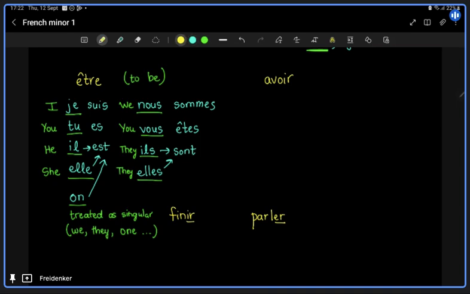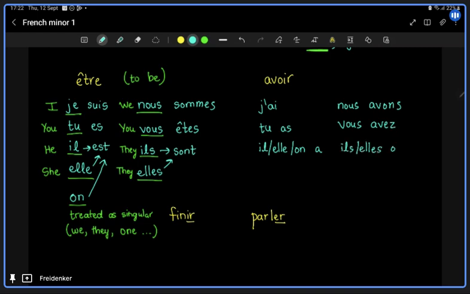Same thing applies to the other verbs as well. So you're supposed to know the conjugation. So for avoir, it is j'ai, tu as, il, elle, on a, nous avons, vous avez, ils, elles ont. Fine. Avoir means to have. So I have, you have, and so on and so forth. To have.